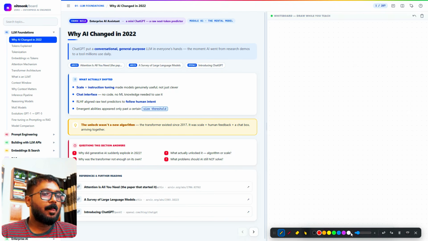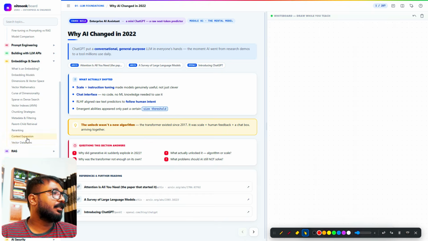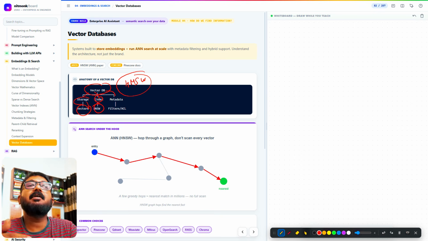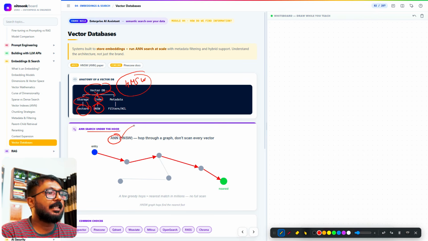And let's go to our section, embedding search and vector database. So now you see all these algorithms. In this vector database, there is storage, then indexing and metadata, and then stored vectors. The index is HNSW. This is a graph traversal kind of algorithm where they try to figure out the most similar embeddings next. So this is ANN search under the hood. There are like 4 or 5 algorithms that they apply. ANN is a group of algorithms, you can say. Hop through a graph. Don't scan every vector. That's really important. You cannot go through 10 million vectors and figure it out.